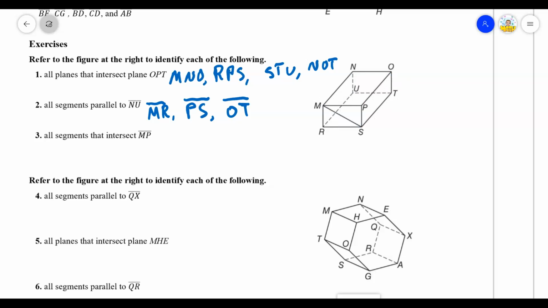Lastly, we want to talk about all segments that intersect MP. Let's look where MP lives, right here. What are all the segments that would intersect that? Well, PO surely does. PS is certainly going to intersect it. We have this segment here, MS, it's going to intersect it. We have segment MN, which is going to intersect it. And then we also would have segment MR. Those are all drawn and shown to be intersecting MP.